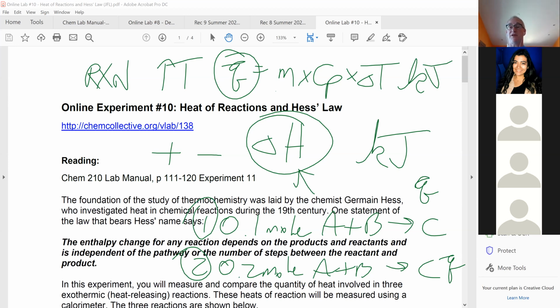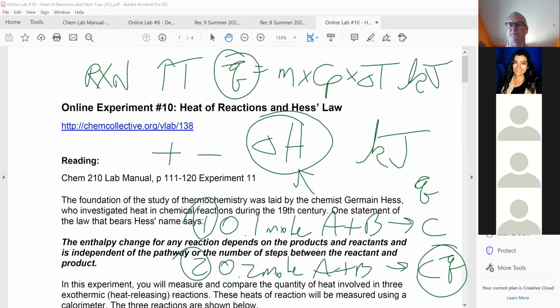It's got more stuff. There's going to be more things reacting. More C is going to be produced. If it's an exothermic reaction, it's going to release twice as much heat. If it's an endothermic reaction, it's going to absorb twice as much heat. So this value of Q is going to be larger.